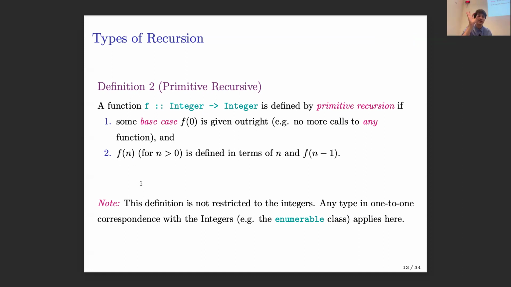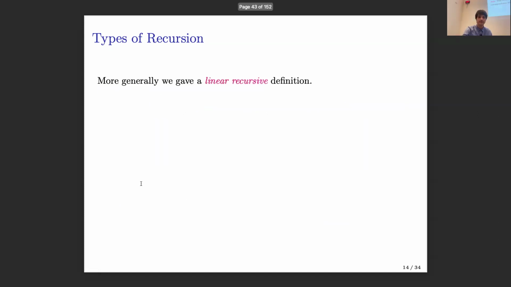So again, a function is called primitive recursive if it has a base case, and you've used the function itself to define the function, right? This is the basic definition of recursion that you were given in 1001, right? We're mostly going to be doing this. So this definition is not restricted to the integers. It's sort of any enumerable type, but when I say primitive recursion, it's the simplest type of recursion. Base case, and you have a recursive call, okay?